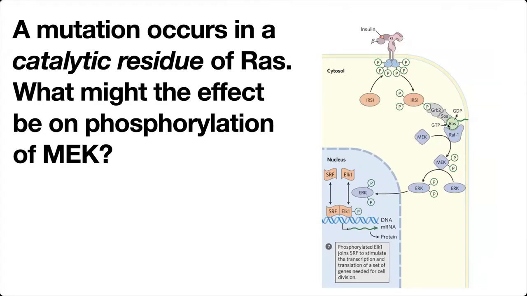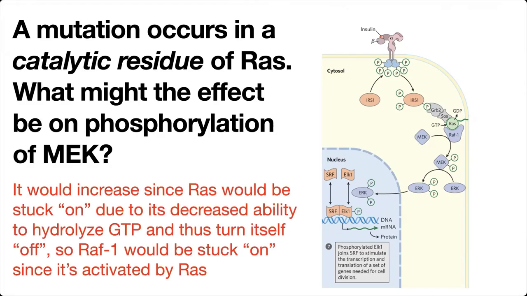And we want to think about what's going to be downstream of this, because things that are downstream of our mutation are going to be affected. And so how is MEK affected by RAS? Let's see, RAS is going to be activating RAF. RAF is a kinase. We can see it's adding phosphate groups to MEK. If this is stuck on, RAF is going to be stuck on. And if RAF is stuck on, we're going to keep phosphorylating MEK. So MEK phosphorylation should be increasing.